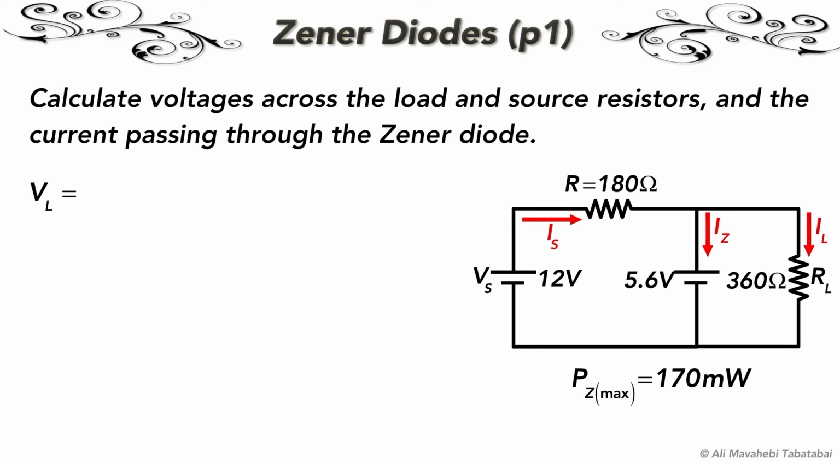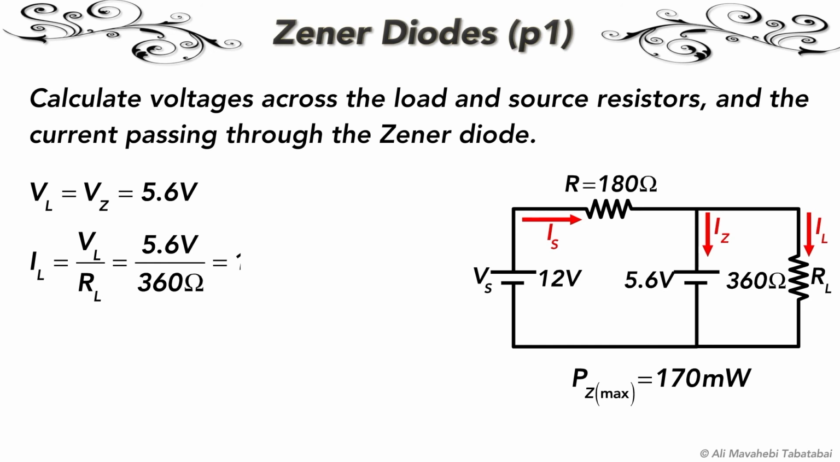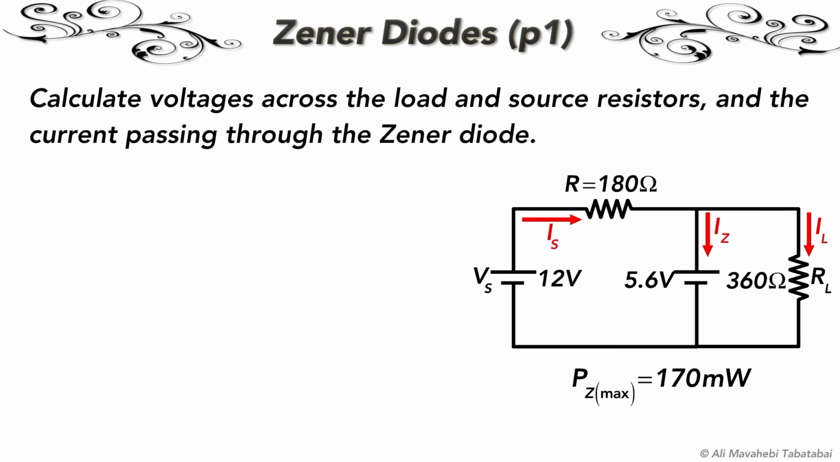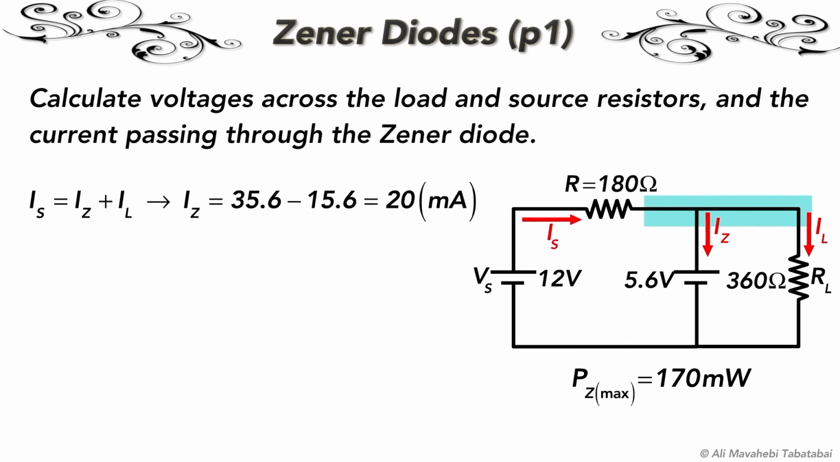So the voltage VL across the load will be 5.6 volts and the current of the load will be 15.6 milliamps. The voltage across the source resistor is 12 volts minus 5.6 volts, which is equal to 6.4 volts, and the current passing through the source resistor R is 35.6 milliamps. To find the current passing through the Zener diode, I can write KCL at this node. The current passing through the diode is found to be 20 milliamps.